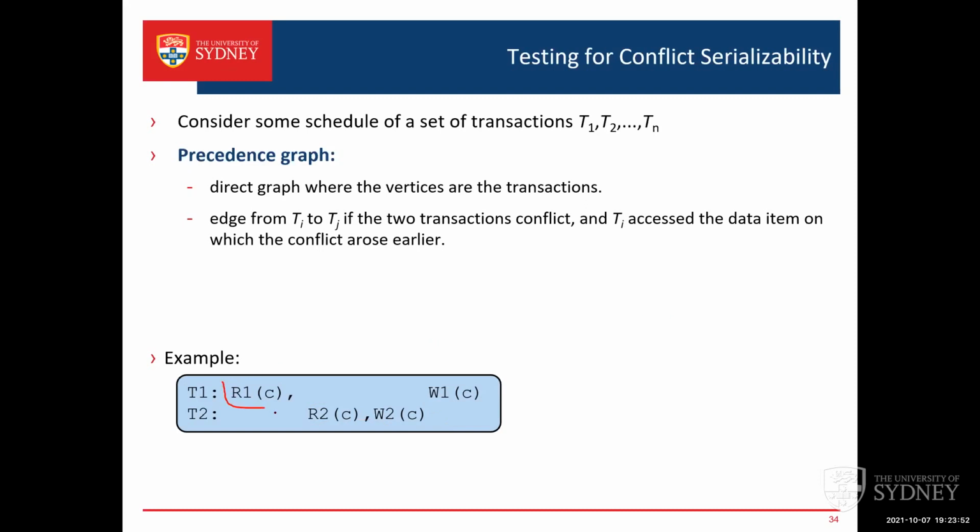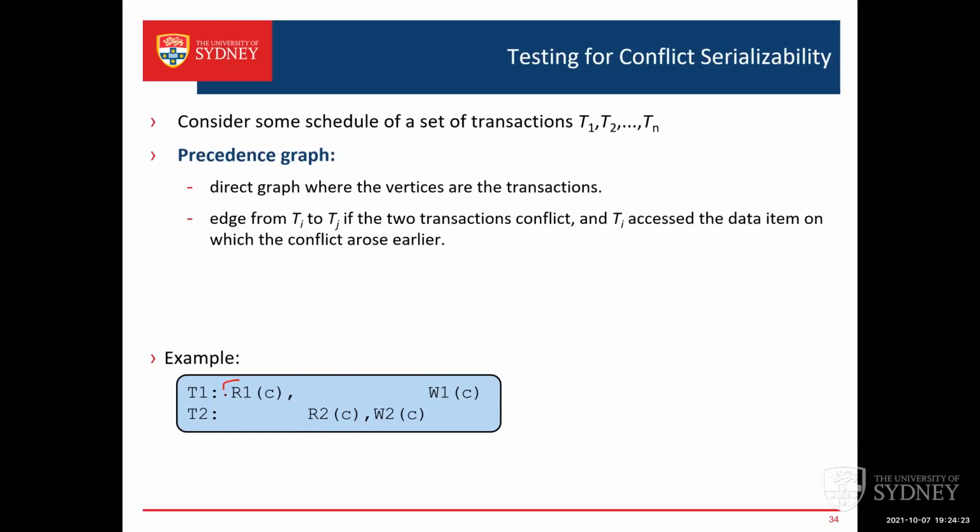Is this conflicting? No, everyone said no. Why? Because both are reads. The third condition was that at least one of them has to be a write. Since two conditions are met, they are working on the same data item and coming from different transactions, but at least one of them has to be a write, and that condition is not met.